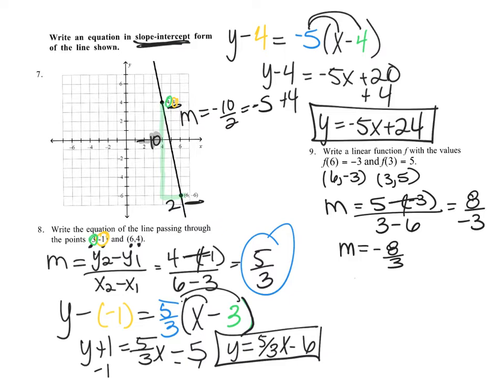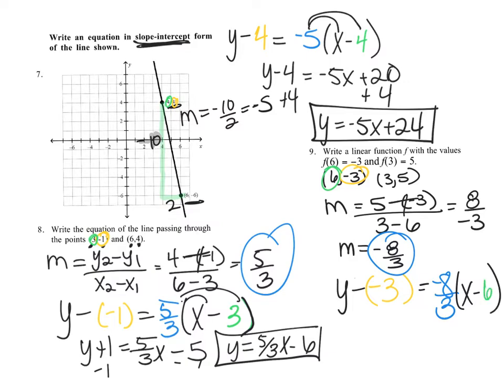And then I can use either point. I'm going to use the 6, negative 3. So y minus negative 3 equals m. M was the negative 8/3 times x minus x1, which is 6. Just make sure you're using the x and y from the same point.